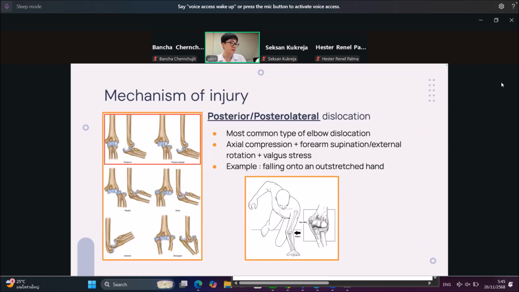So there are many types of elbow dislocation. However, the most common type of elbow dislocation is posterior or posterolateral dislocation. These result from a combination of axial load that is transmitted up the forearm, supination or external rotation of the forearm, and valgus stress to the elbow. And a common example that can result in this mechanism of injury is falling onto an outstretched hand, as you can see in the picture.